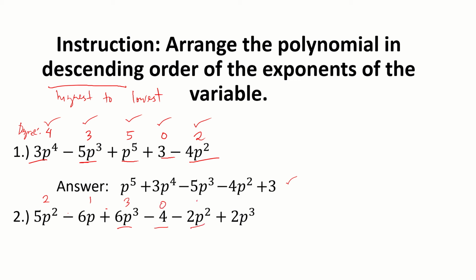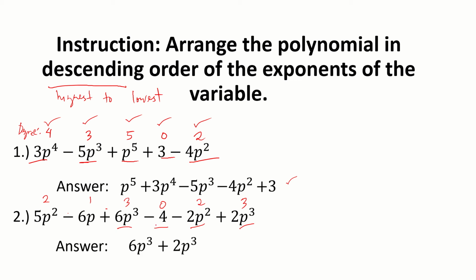P squared, so degree of 2. Then here, degree of 3. Okay, now, looking at it, there are two same terms with the same degree. So in other words, this is not yet in simplest form. So for now, we're not asked to simplify it.